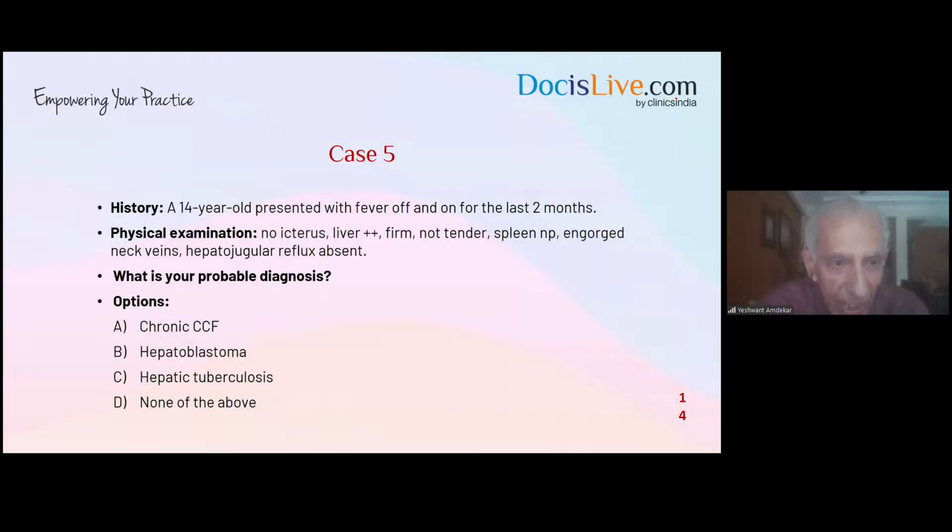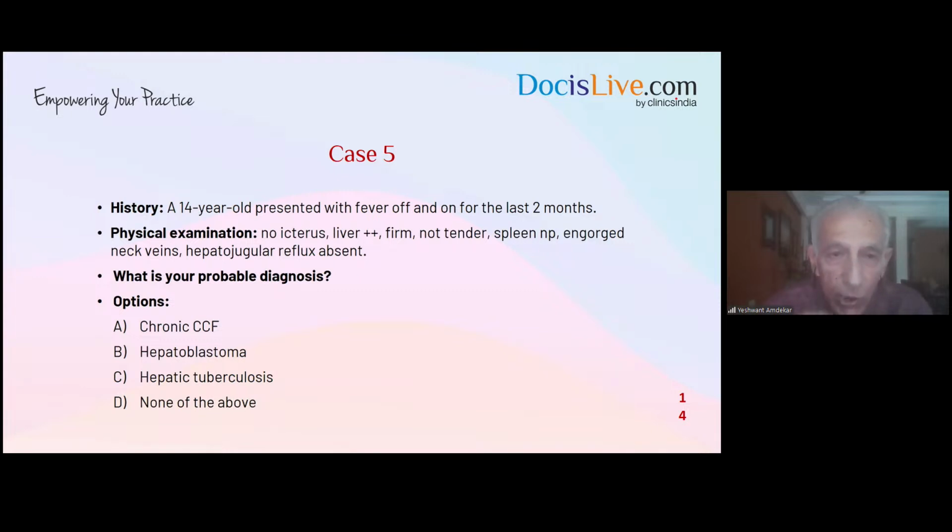Well, can we have the slide back? We are absolutely 25% of each. Well, let's look at it in a deeper way. Chronic CCF, yes, looks like that. But why should a chronic CCF have fever for 2 months? Unlikely. Not that it can never happen, yes, but unlikely. And hepatojugular reflux is absent. In a chronic CCF, the hepatojugular reflux is present and fever is unusual. So this is not chronic CCF.